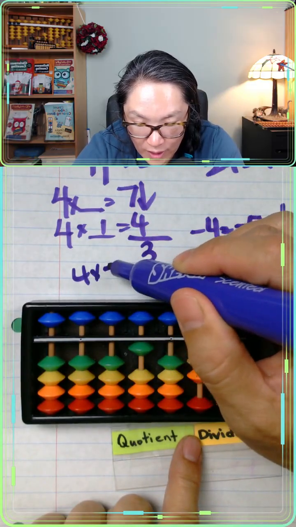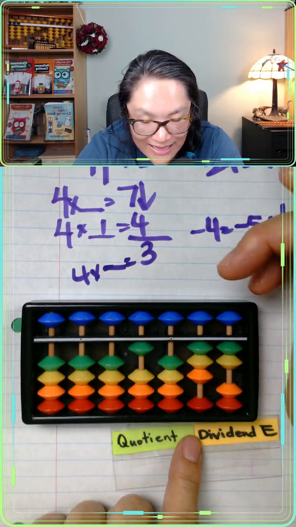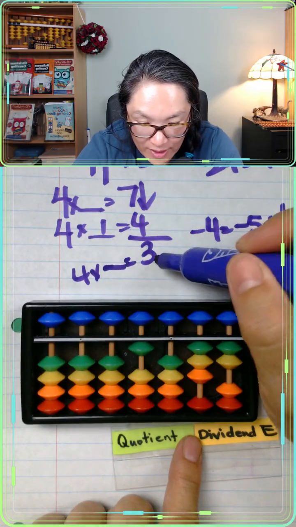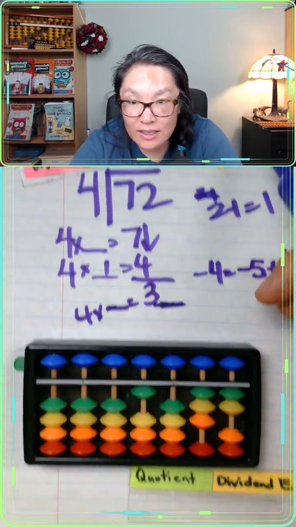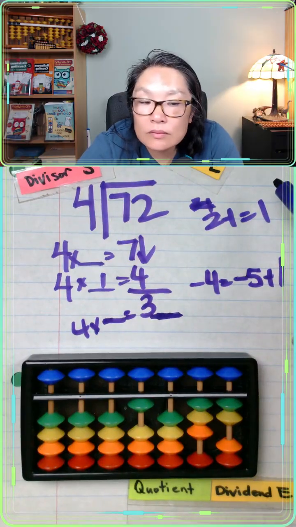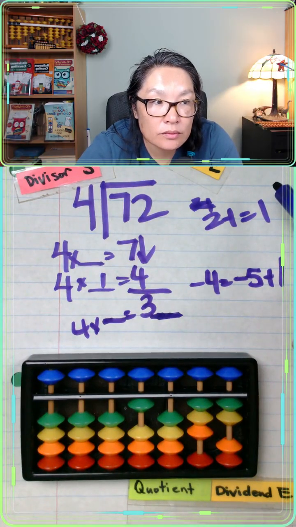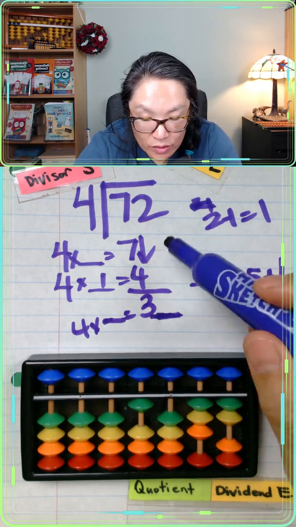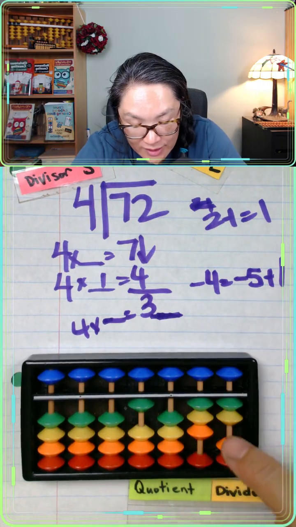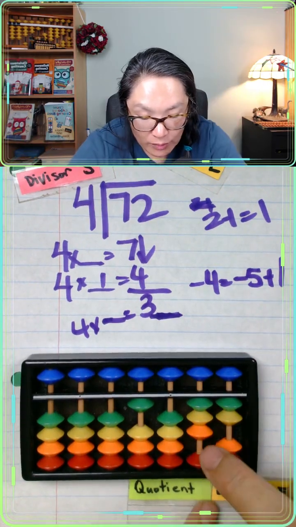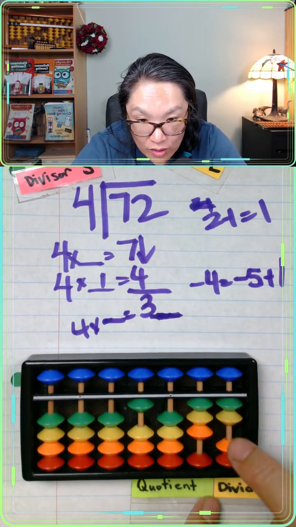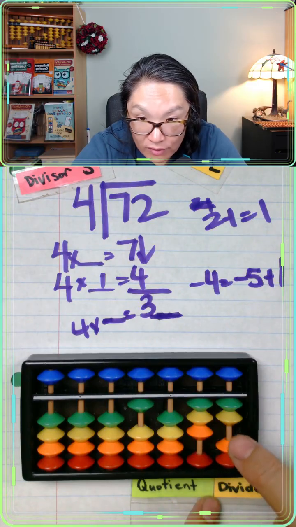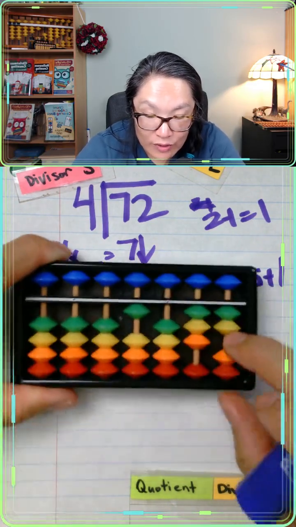4 times what is equal to 3? That does not work. We need to make this 3 a double digit. How do I make this a double digit? Yes, I have to bring down the 2. I don't need to bring down the 2 in mainstream math, right? Because on the abacus I see I have 2. I just need to look right here. Use this one. I don't need to bring it down.